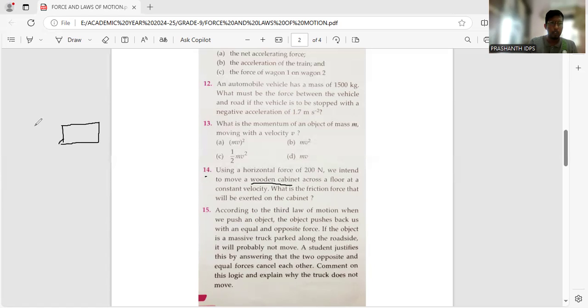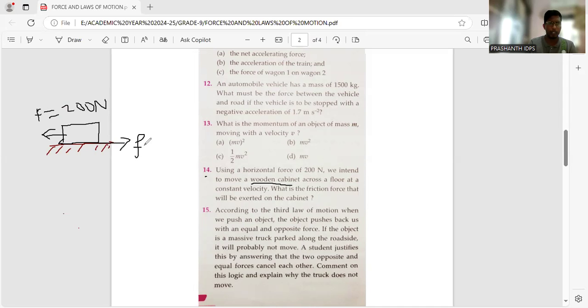Imagine the wooden block is placed on the floor. The brown color one is the floor, and now we are applying a force of 200 newton on this side. We are trying to move the wooden cabinet across a floor at a constant velocity. He is asking what is the friction that will be exerted on the cabinet.